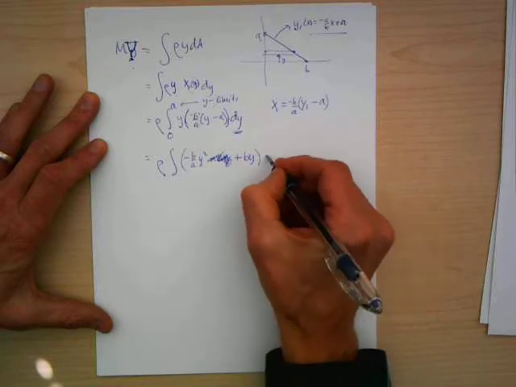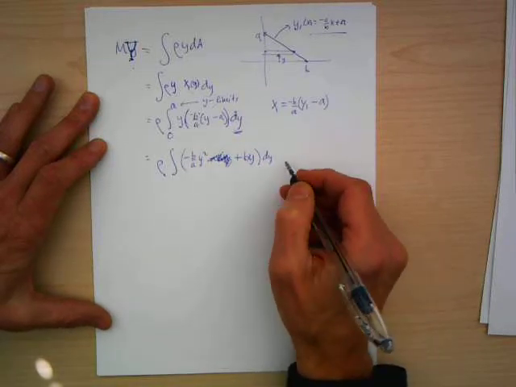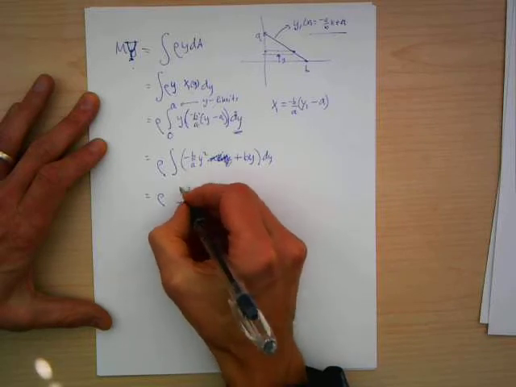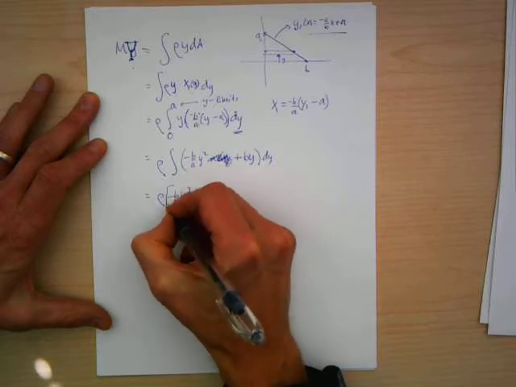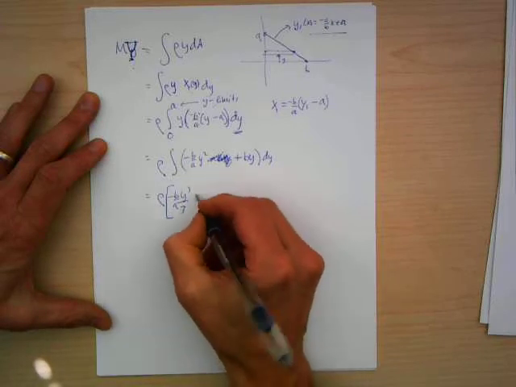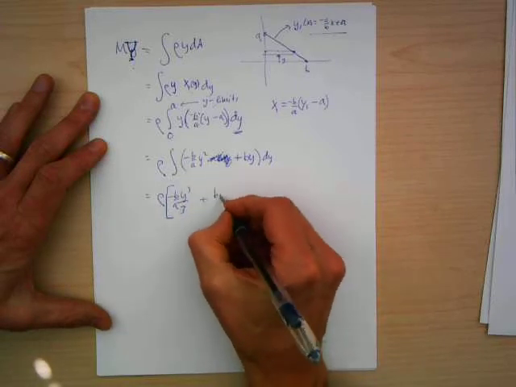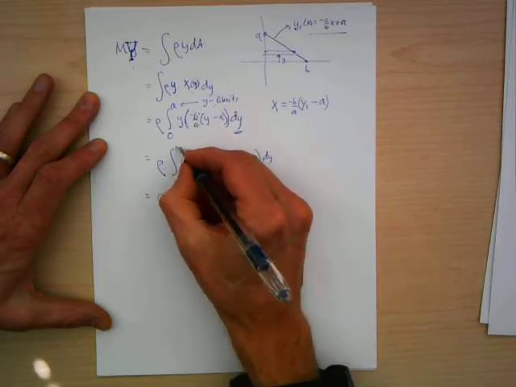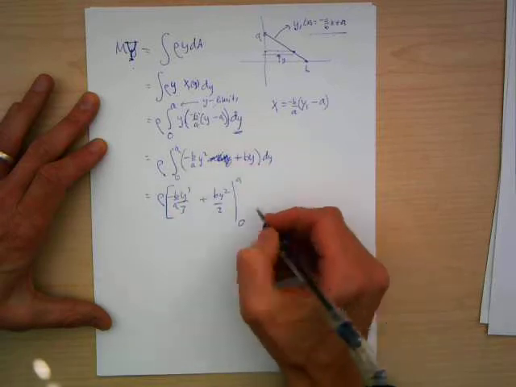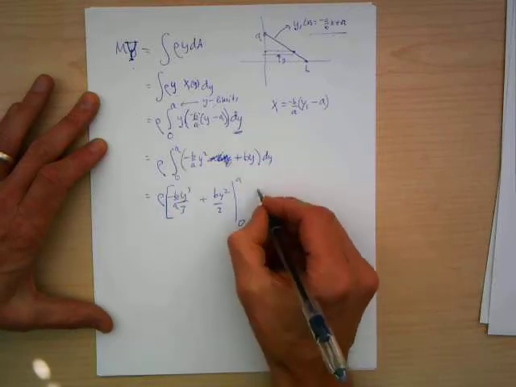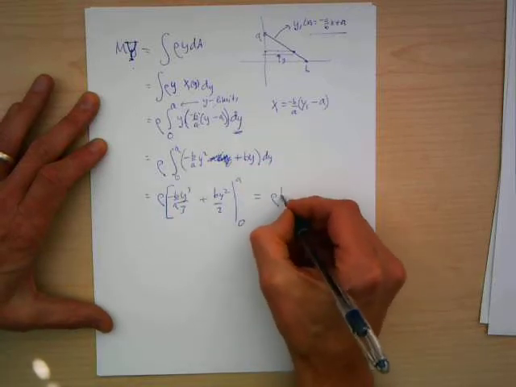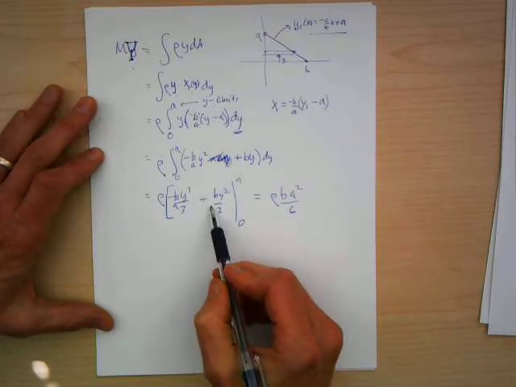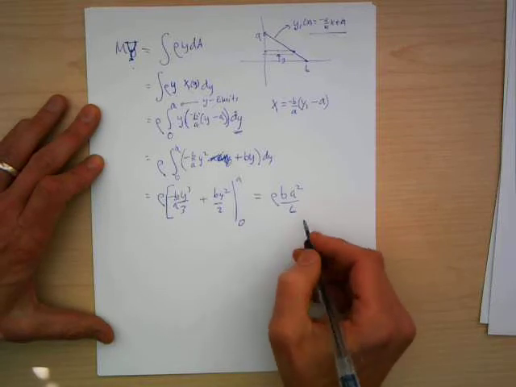All of that is being integrated with respect to y. So if I do that integral, I'm going to get y cubed over 3, still minus b over a, the rho is still being multiplied, and then plus b y squared over 2, the whole thing evaluated between 0 and a. That works out to be rho b a squared over 6. I'll let you check that on your own. See, that works pretty well.